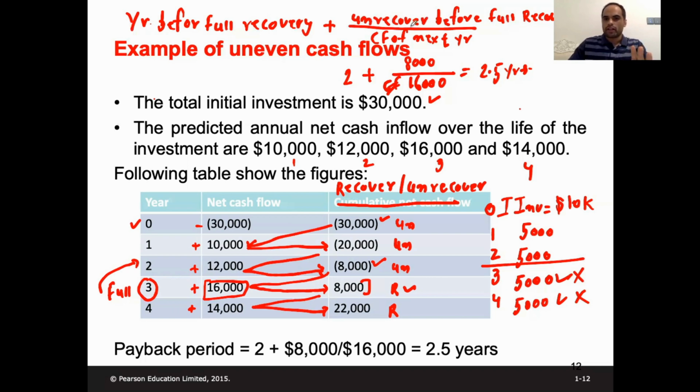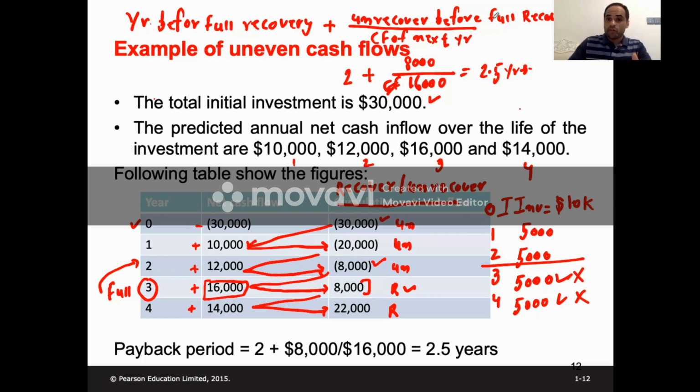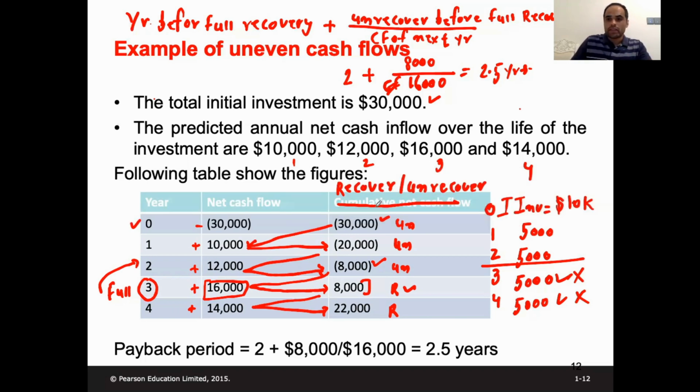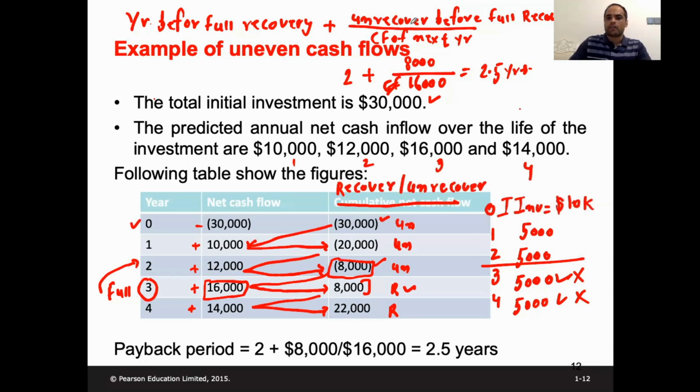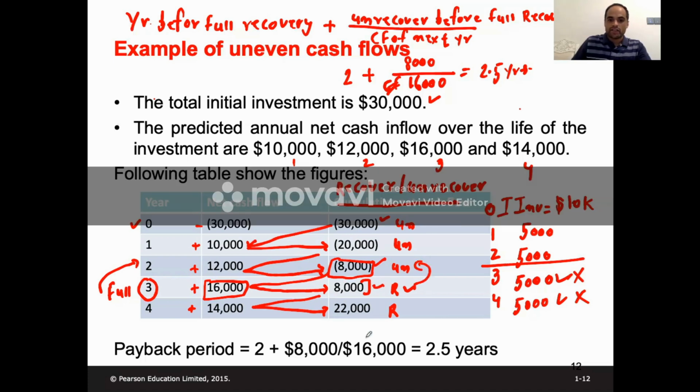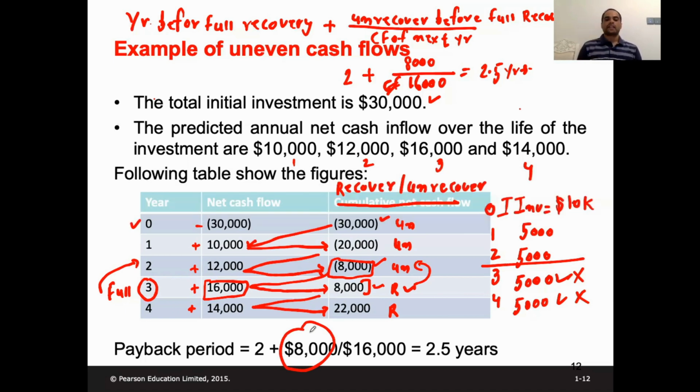Unrecovered amounts before full recovery. Instead of the formula that I mentioned before, you should use this formula: unrecovered amounts before full recovery. Before full recovery, the beginning was 8. So the unrecovered amount is 8,000, and that's why we are using 8,000 here. So use this formula that I'm writing on this lecture slide.